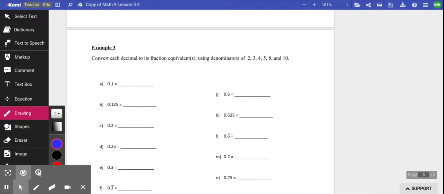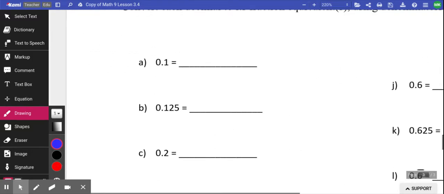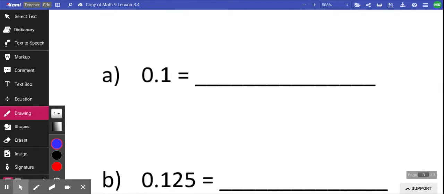So it says to convert each decimal to its fraction equivalent using denominators. Denominator means bottom number of 2, 3, 4, 5, 8, and 10. We're not going to do that. Instead, we're just going to convert decimals to fractions. Then our answers will coincidentally fit what it asks us to do. Because I think it's a better skill to just know how to convert decimals into fractions, whether it's a perfect 0.5 or not. So the best way to do it is to use our moving of the decimal trick.